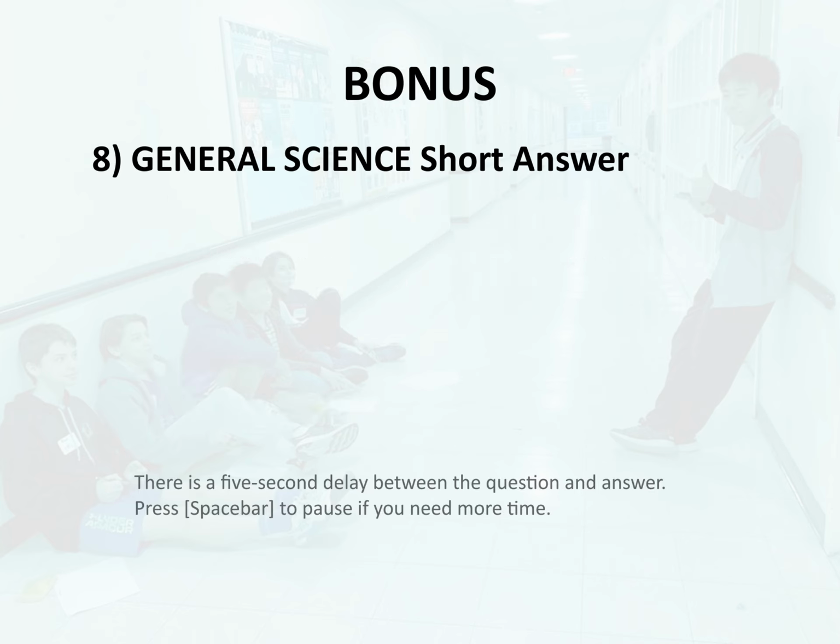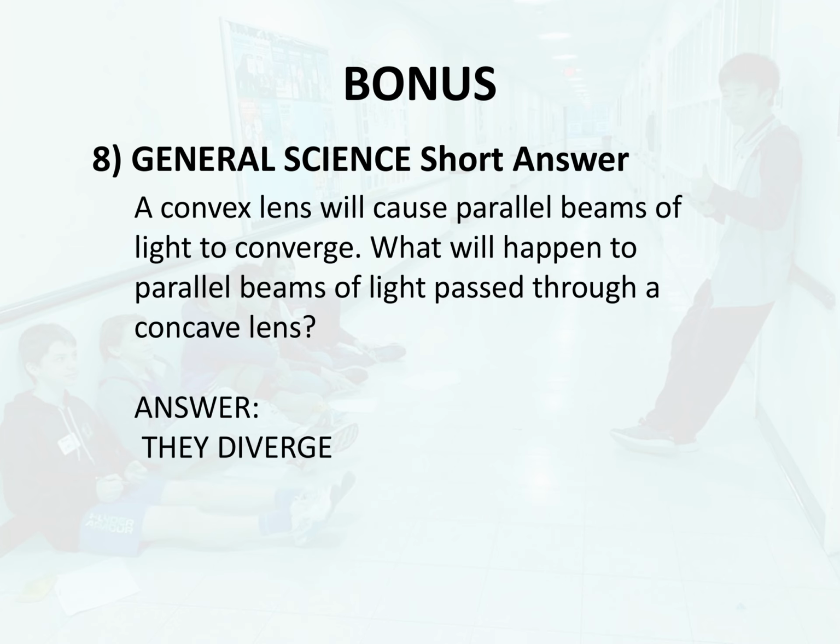Bonus 8. General science. Short answer. A convex lens will cause parallel beams of light to converge. What will happen to parallel beams of light that pass through a concave lens? Answer. They diverge.